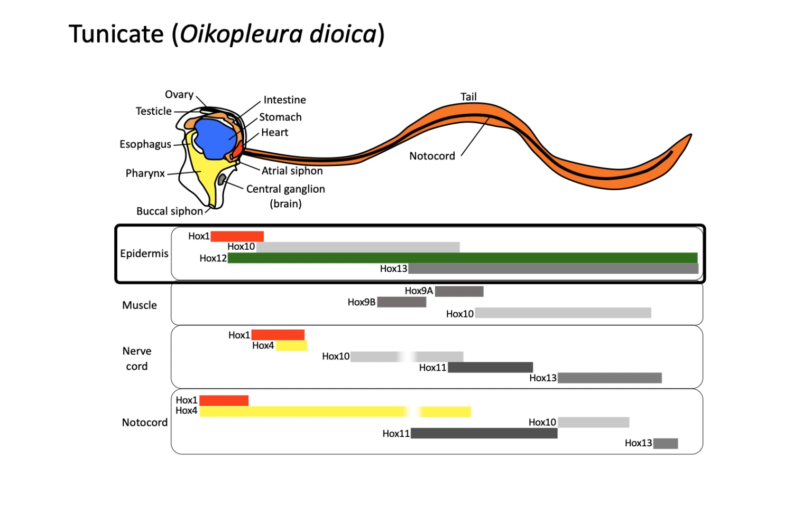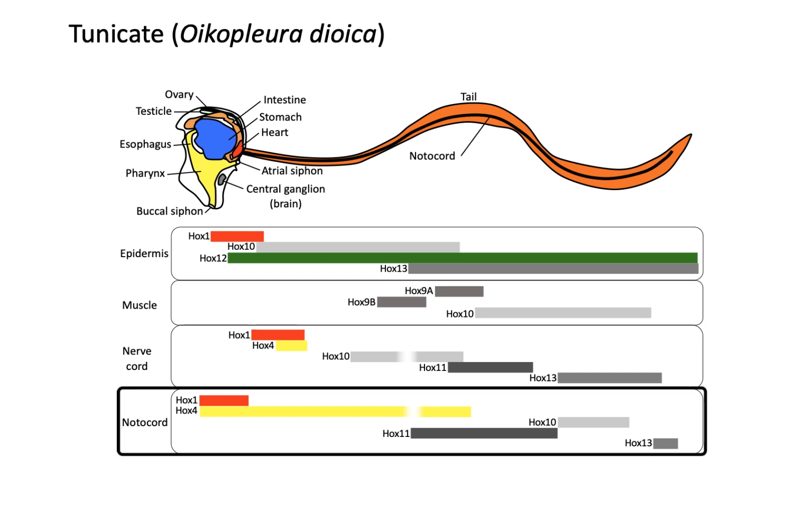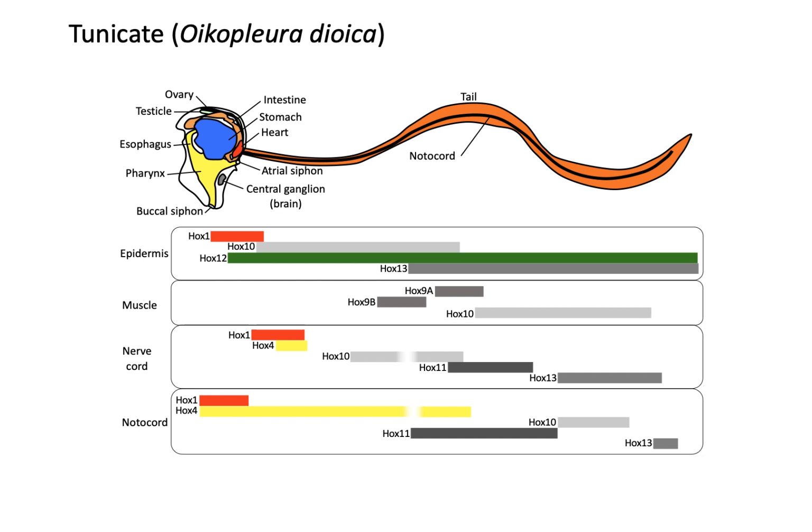And there's how the Hox genes are turned on in the epidermis, in the muscle, in the nerve cord, and the notochord. So you can see each of the cell layers has a slightly different pattern for turning on and off those Hox genes. So you can get even more complex body plans.